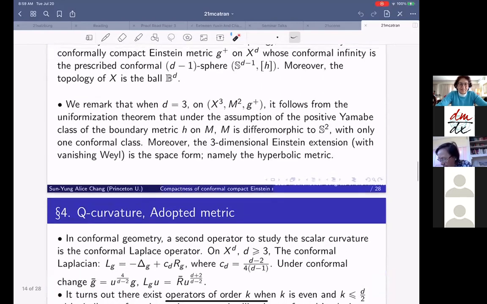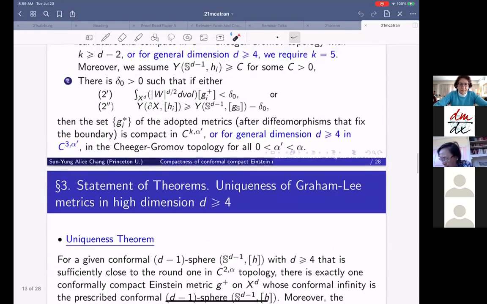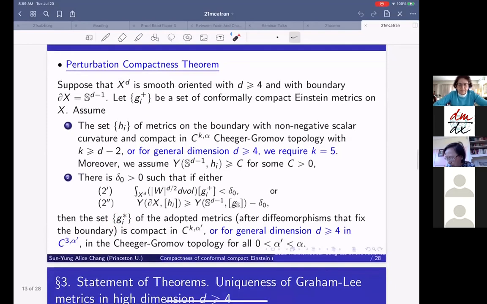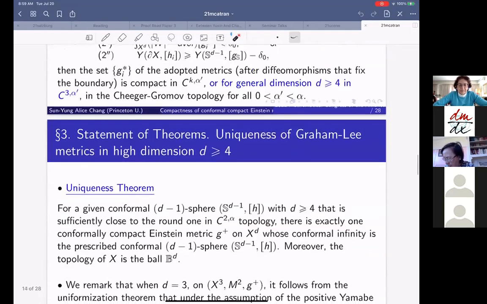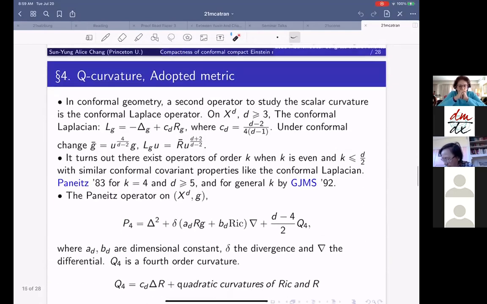Okay, and now I will come back to explain the condition of the theorem. I stated there is one class of representative metric, which is compact, which we call the adopted metric. Let me explain the choice of adopted metric.